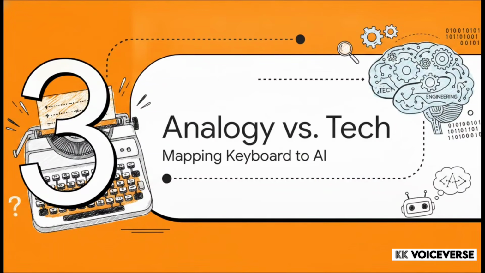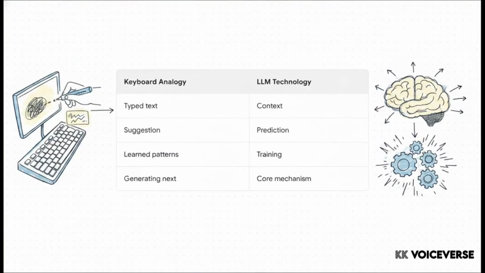Section 3. Analogy versus actual tech. Mapping the keyboard to the AI. Let's explicitly map our everyday keyboard analogy directly over to generative AI to see the actual engineering here. The simple act of autocomplete perfectly mirrors the complex architecture of an LLM. In our keyboard analogy, what you've typed, that's what AI engineers call the context. The keyboard suggestion, that's the prediction. The patterns learned from text, that represents the training phase. And generating what comes next, that is the absolute core mechanism of the model. It's the exact same fundamental concept, just operating on a wildly different level of scale and complexity.